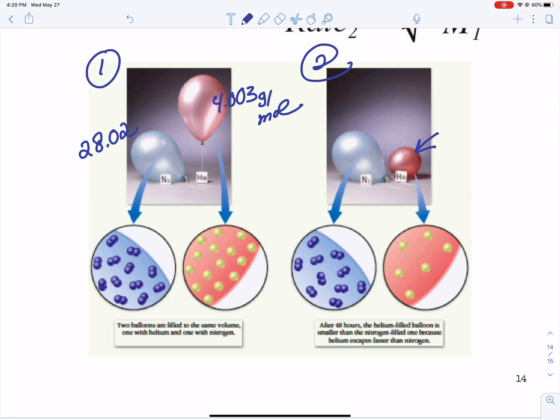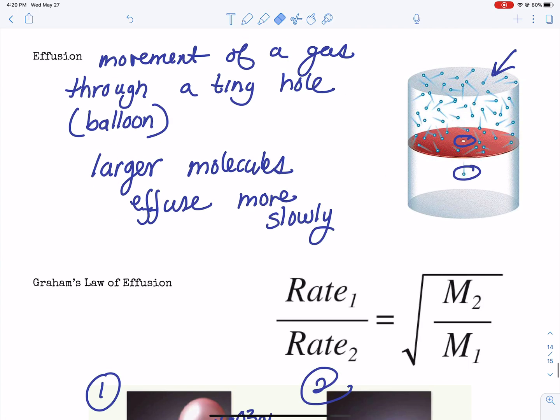So we would expect that after a certain amount of time the helium, because it has a lower mass, would effuse quicker. And then, yeah, look, after 48 hours, the helium balloon is much smaller than the nitrogen balloon. In fact, the nitrogen balloon looks just about the same because those molecules are so massive, they have a hard time actually fitting through that hole.